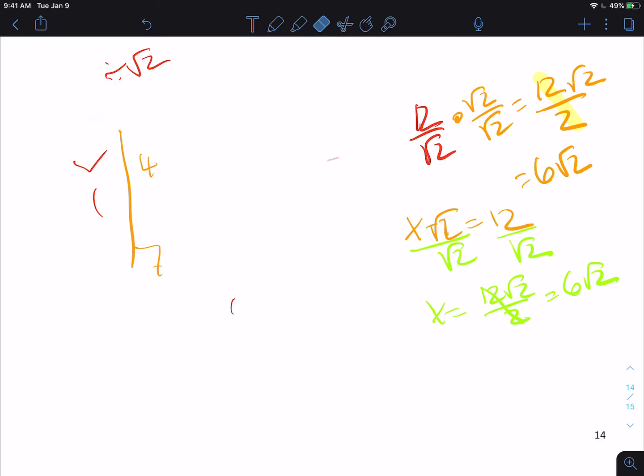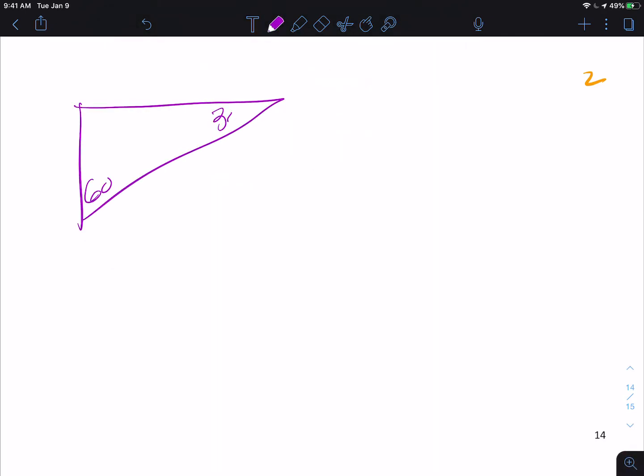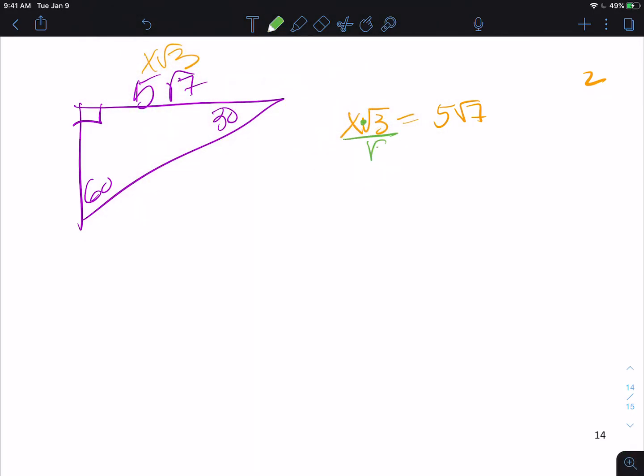Now, what if I give you a problem where you have a root, but it's not the root that it's supposed to be? Like on a 30, 60, 90 triangle, this is your 60, that's your 30. If I give you that this side is 5 root 7, well, that, if you remember, is really supposed to be x root 3. So if I set x root 3 equal to 5 root 7, I need to undo multiplying by root 3, so I'm going to divide by root 3.